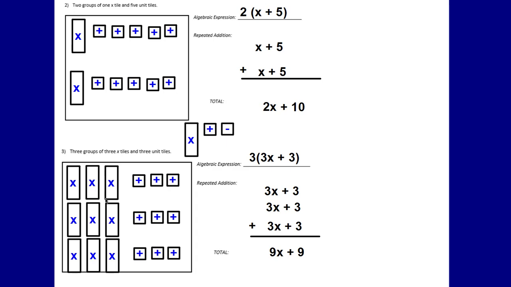And you can check yourself, come back over here to your model. Do you have 9 x's? Add up all of your x's. Yes, there are 9. Do you have 9 positive unit tiles? Add up all your positive unit tiles. Yes, there are 9. So you did it correctly.